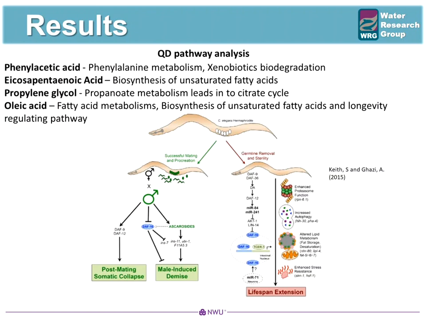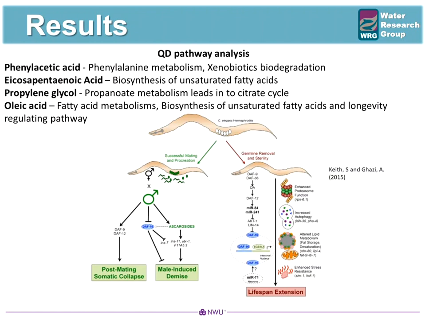Propylene glycol is part of the propanoate metabolism that leads into the citrate cycle and forms part of the carbohydrate metabolism. Oleic acid also forms part of the fatty acid metabolism, biosynthesis of unsaturated fatty acids, as well as the longevity regulating pathway shown in the image.